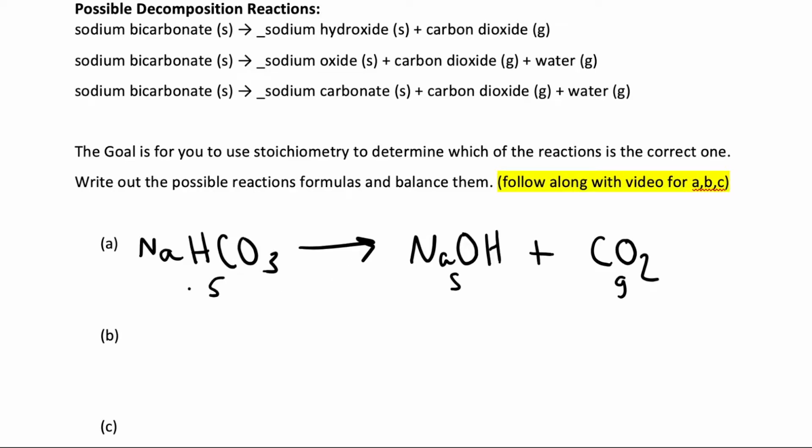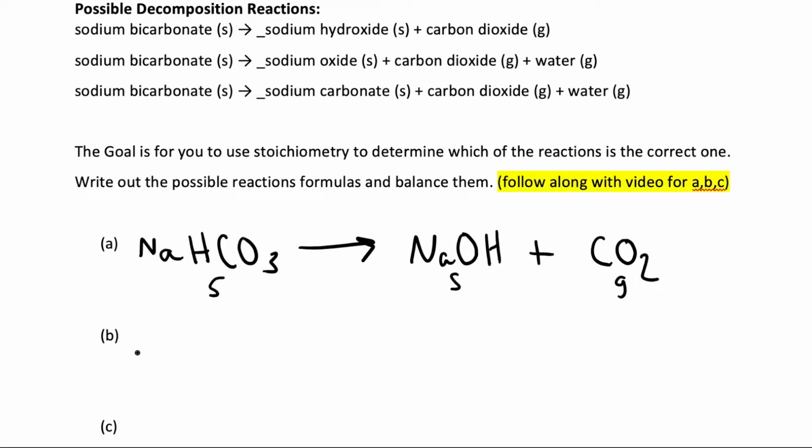All right, let's check for balance. 1 Na, 1 Na, 1 H, 1 H, 1 C, 1 C. I have 3 O's. So here's one right here, and here's the other 2. Okay, so on each side of the arrow, I have the same number of each element. So I don't need to add any coefficients to balance that equation. All right, let's do the second one.